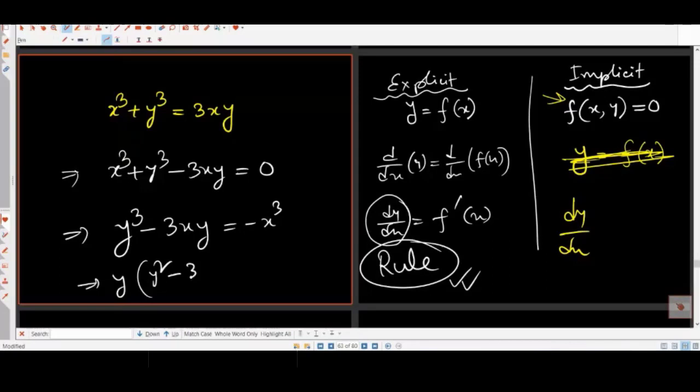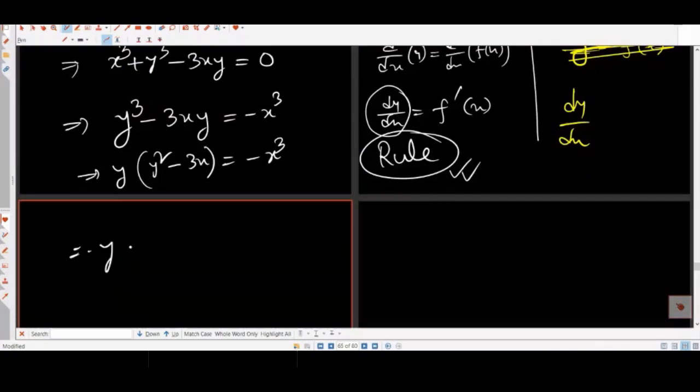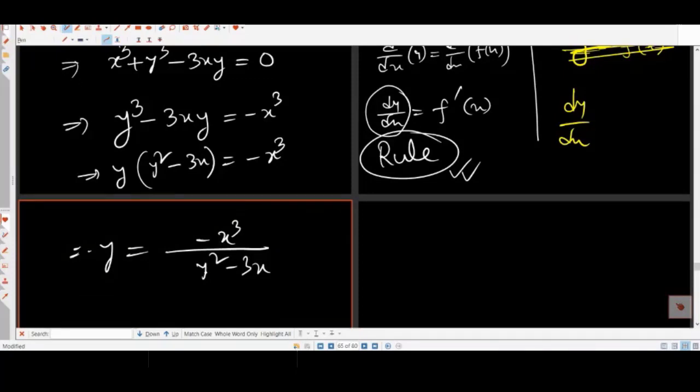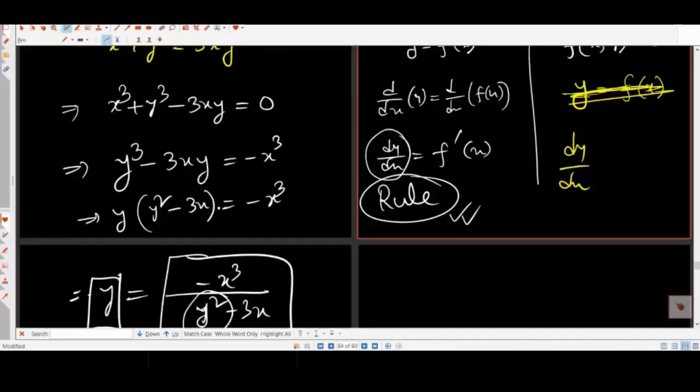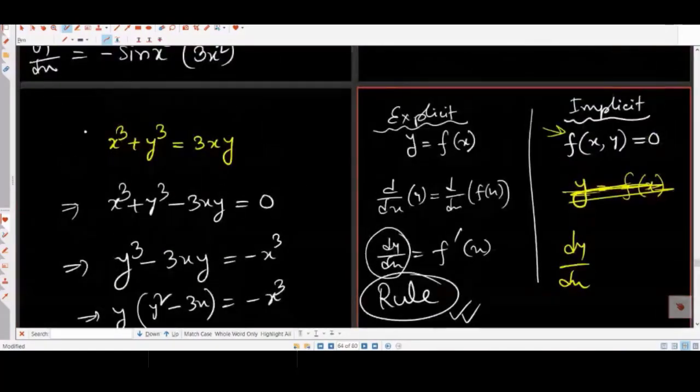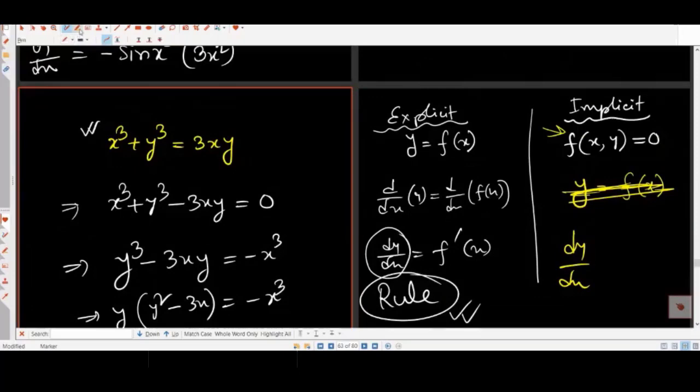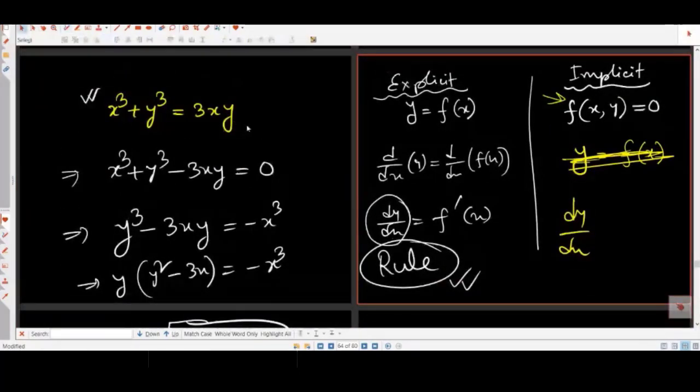We have y times y squared minus 3x equals negative x cubed. We just need to keep y on the left side, but on the right side we should have all x. But what we see here is that on the right side we again have y squared. So we are unable to keep y only on the left side, and on the right side we can't write a function of x. So that is a problem. That means the function that we have is described in implicit form.